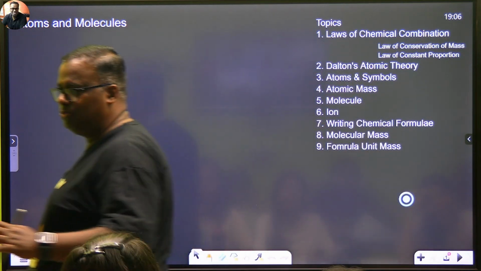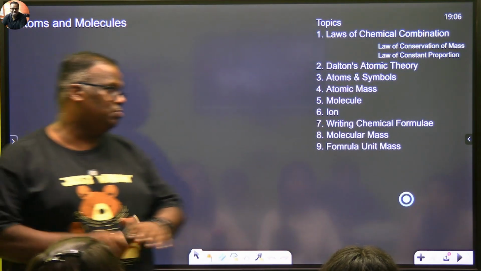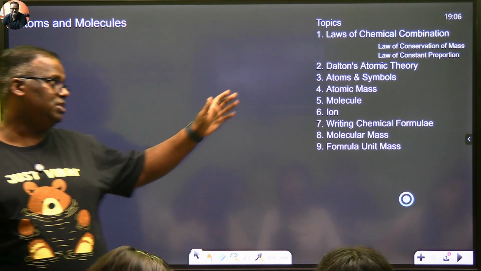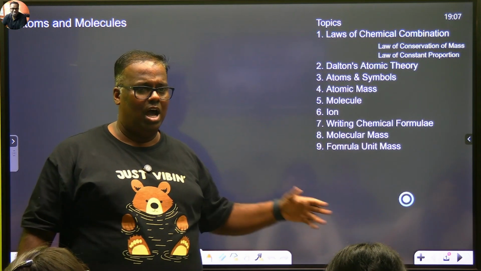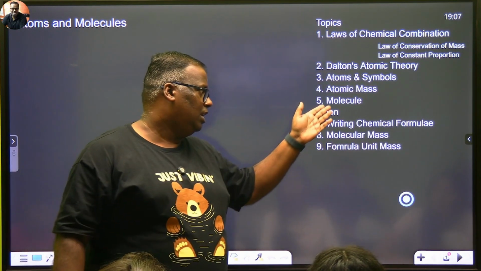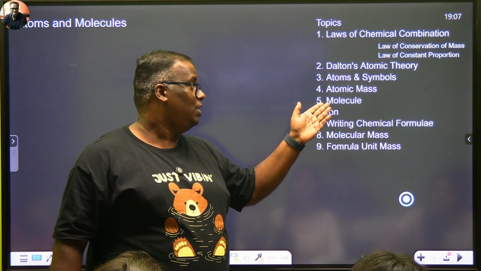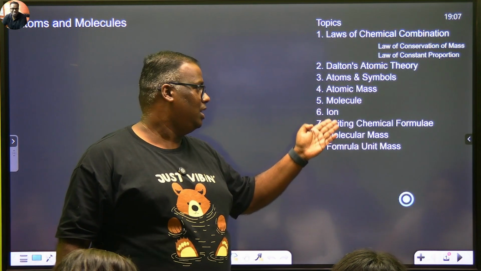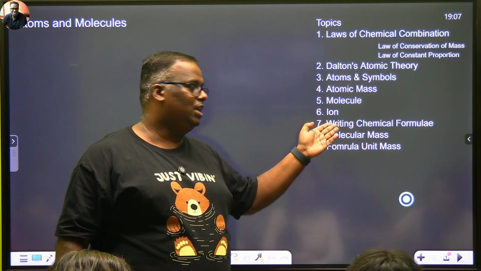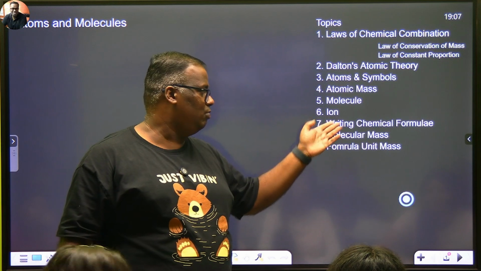Right? So we'll start with atoms and molecules. Our topic as per NCERT or as per the CBSE syllabus, this is what we have to cover. If you look at it, atomic mass is something we have studied. Molecule is something we know like anything. Ion is something we know. Writing chemical formula, as I said, we know.